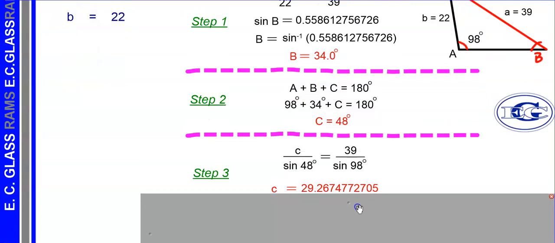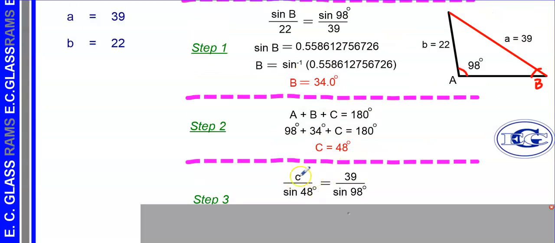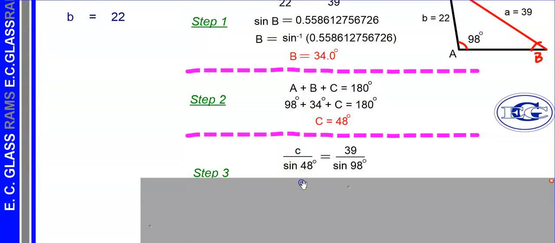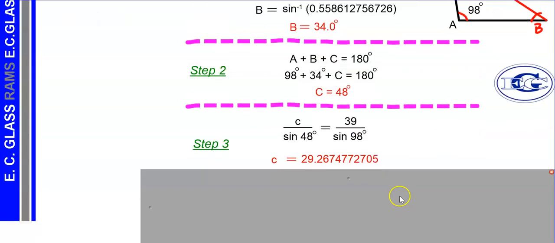And now we apply step 3 to find the last side, which is lowercase c, and we set up our law of sines where the missing variable is on the top, so the side is on top, and the sine of the angle 48 is on the bottom. So notice how it's kind of like the fraction flip between comparing with step 1. And if you do this correctly, you end up with c equaling 29 point all that. And again, you can round that to 29.3. I would say general rule of thumb is to the tenths place.